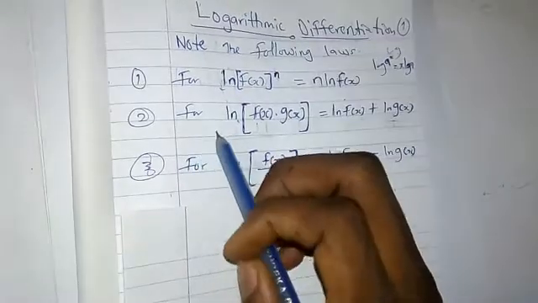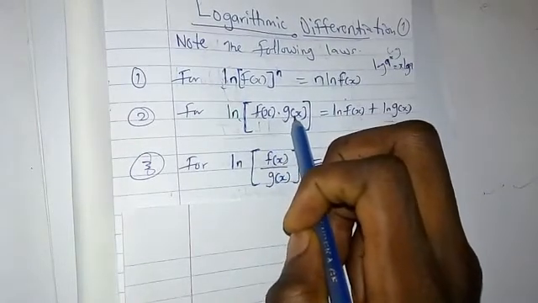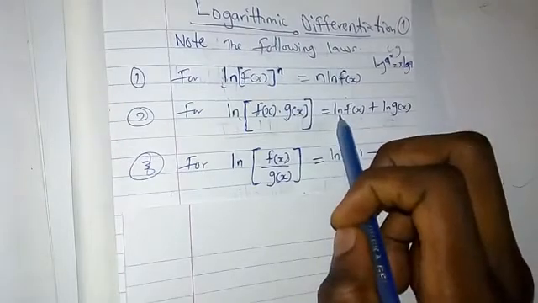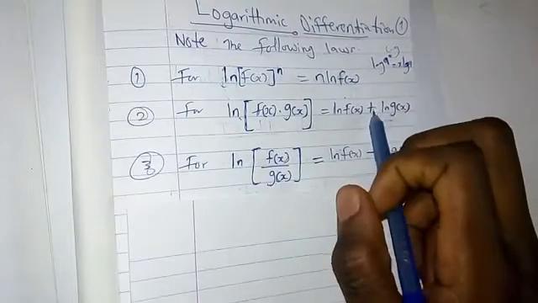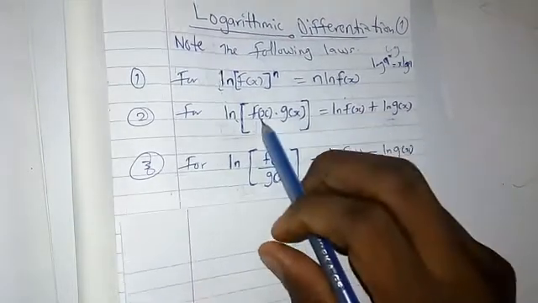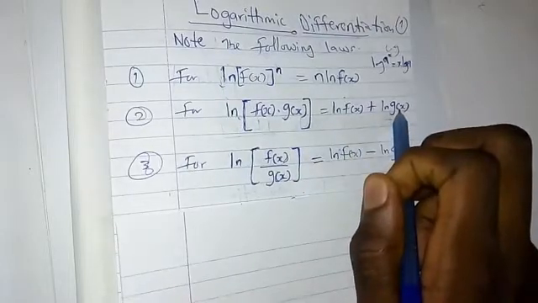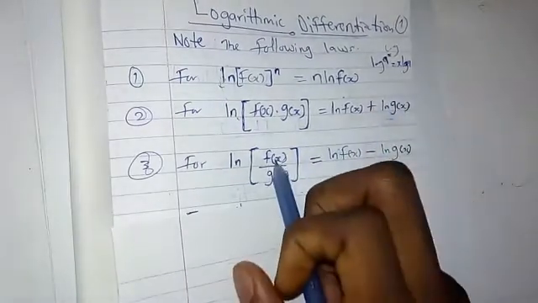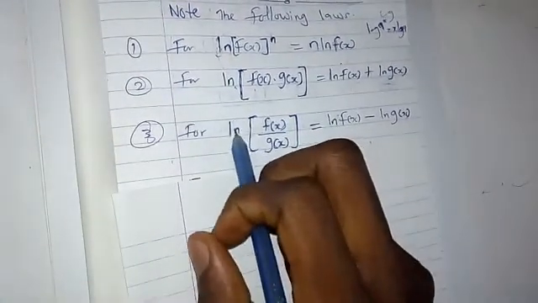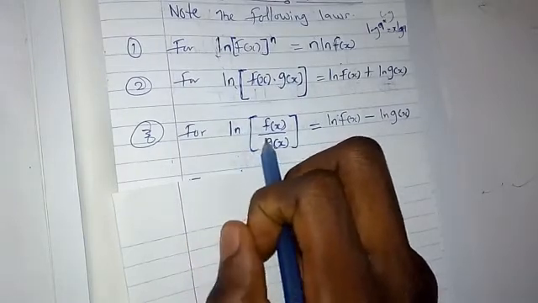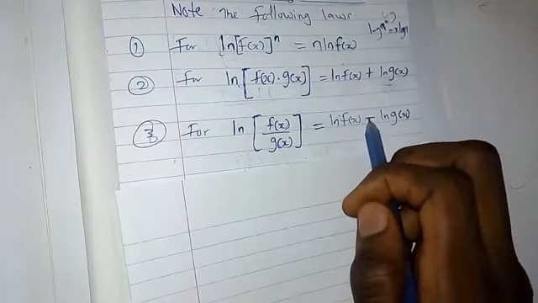So if we are having natural log of f of x multiplied by g of x, that is two functions, you just simply share the log between them and put plus between them, that is, ln f of x plus natural log of g of x. So if we are having two functions which are dividing each other and they are together with a log, just simply share it by introducing minus between them.